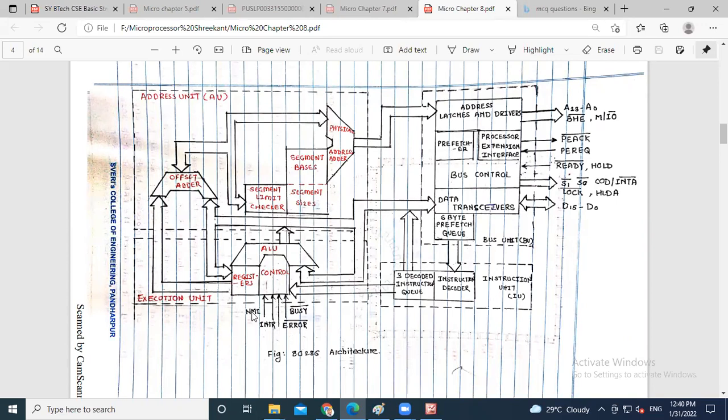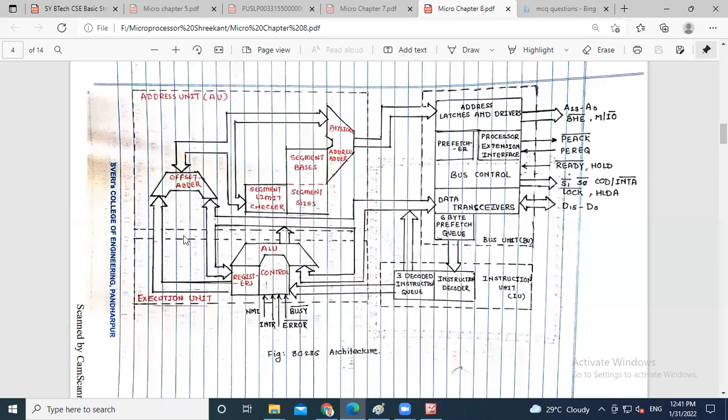Here, whatever the data is there, we are going to give to the ALU, the arithmetic and logical unit of the controller, which is carried by the registers. Here the offset address is there: 16-bit data lines and a 4-bit offset address become 20 address lines. That offset address is there, and this entire upper section we call the address unit.